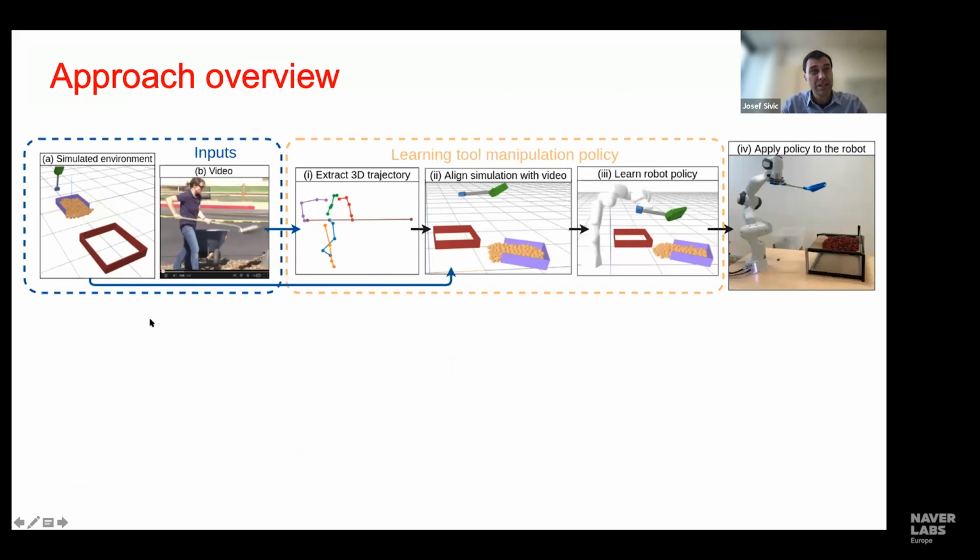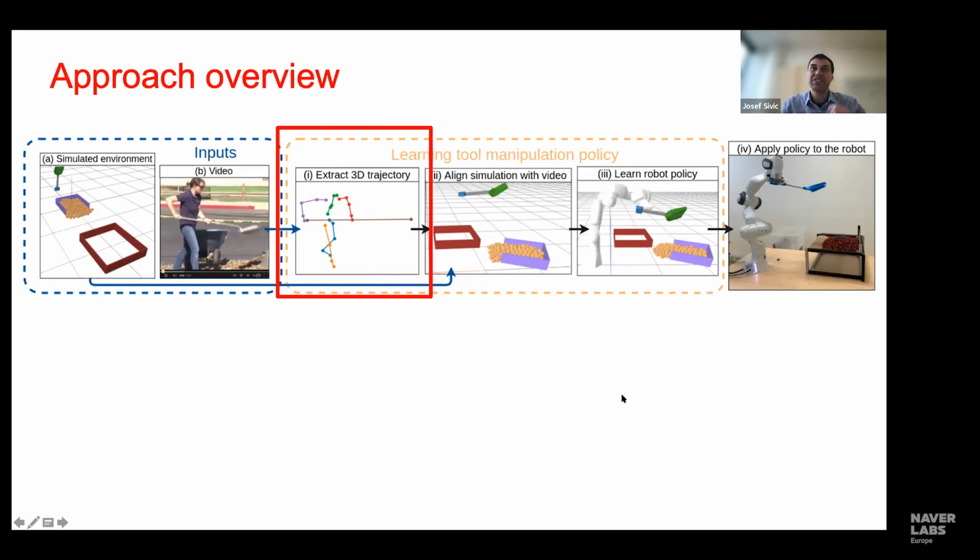So the input to this approach is the input video together with a simulated environment, which contains the tool and a sparse reward, in this case about transferring the material from one place to another. So this is given as input, a sparse reward with the environment and the video. And then we have a three-step strategy to learn a robot policy for this task and then transfer that policy onto the robot. I will now explain these three steps.